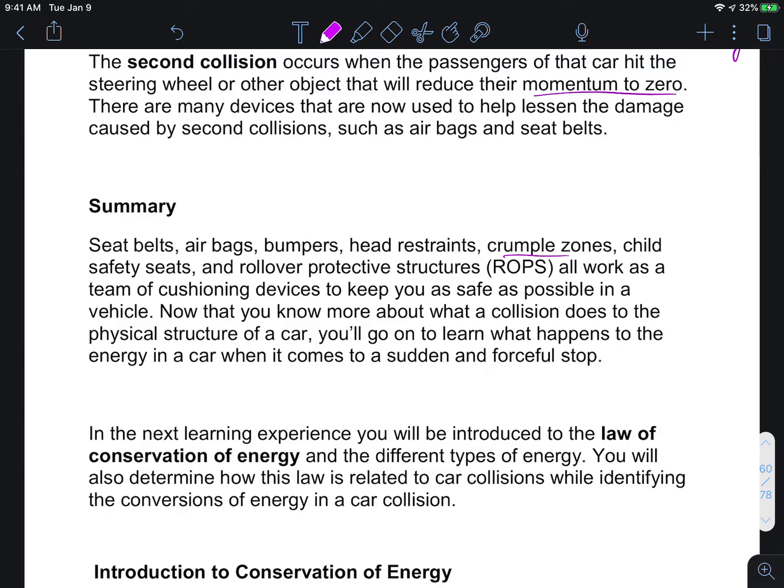Now that you know more about what a collision does to a physical structure of a car, you'll go on to learn what happens to the energy in a car when it comes to a sudden and forceful stop. In the next learning experience, you will be introduced to the law of conservation of energy and the different types of energy. You will also determine how the law is related to the car collisions while identifying the conversions of energy in a car collision. So that's where we're going next, is to talk about energy.